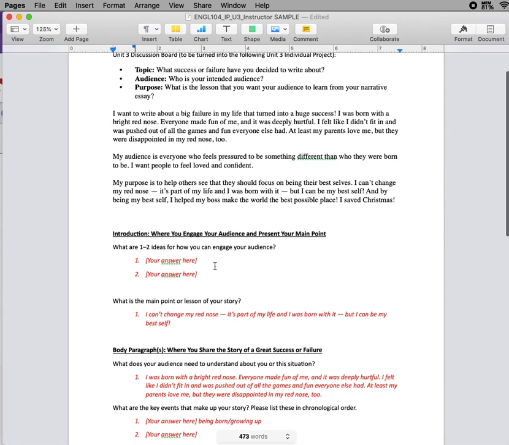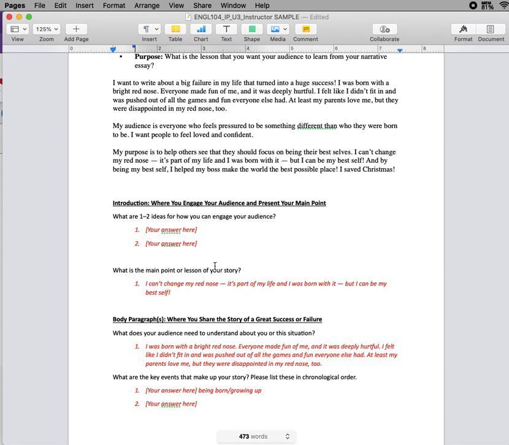So let's start here with how to engage our audience. This is that hook idea. What do we like to read? What do we like to see as a starting point? What draws us into a story? So there's so many ideas. There's so many possibilities. But what about this?